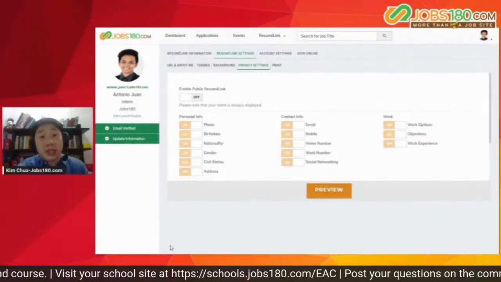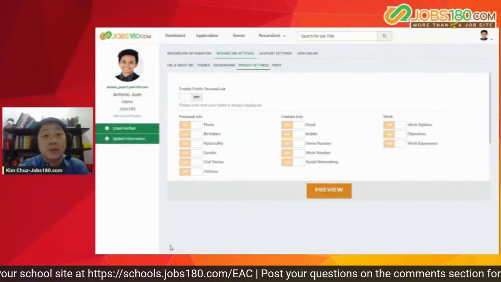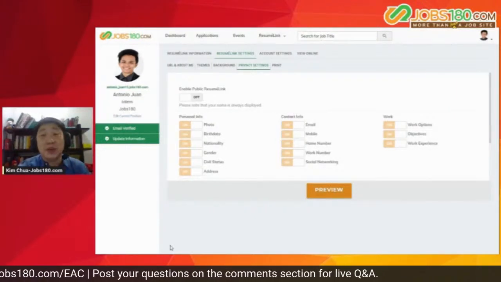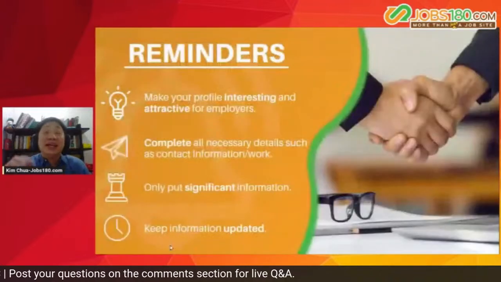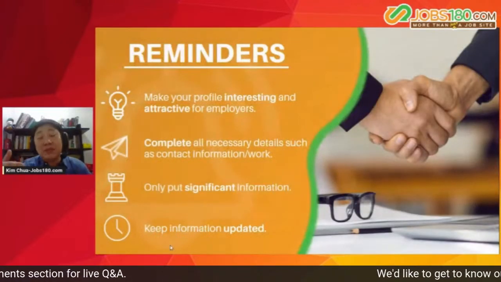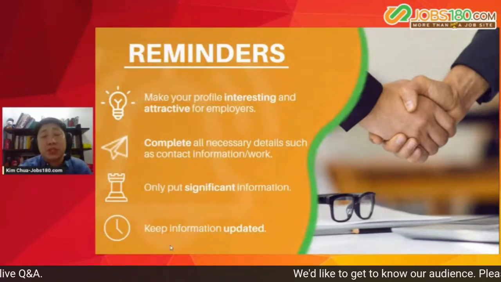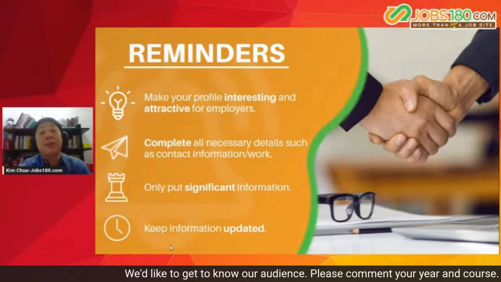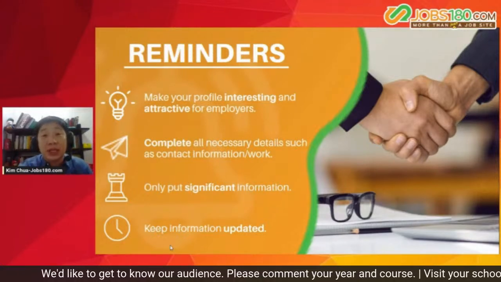If you want to turn off everything, then okay lang. You can just turn off the button. Enable public ResumeLink, off. Wala nang lalabas sa public. Kahit na anong information. Okay? So, yan ang re-remind ko sa inyo. The second step is for you to complete the information. And in doing so, please make sure that your profile is interesting, diba? Yung information mo kompleto at updated ang details nyo para mabilis kayo makontak ng mga HR.